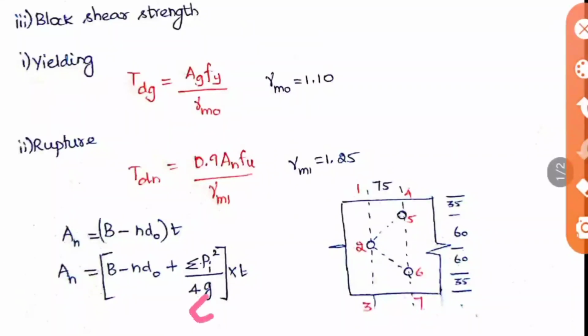Okay, so now you come to this formula. Here B minus n d naught, we know everything, plus sigma p square by 4g. What do p and g mean? They are the pitch value and gauge value, which we have already studied. Pitch is the distance between the bolts along the longitudinal axis. So this is 75, so this 75 will be your pitch. Gauge is the distance between two bolts along the transverse axis. So this is 60 mm they have given here, so g will be 60 mm. And t is the thickness of the plate, so we can substitute that. So the summation of this p square by 4g will be here. Now let us see with this example so that you will be very clear.